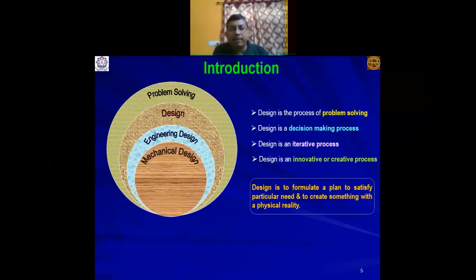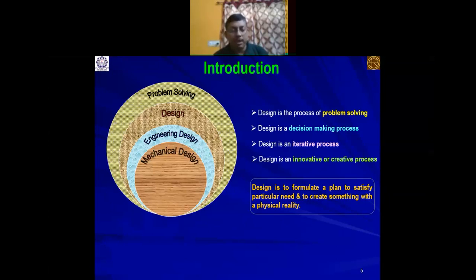And obviously design is a creative process. If you would like to decorate your room, or design your building, then you have to have creativity. Some innovation, some creativity is required. So design is an innovative and creative process. Now in layman's language, you can say design is to formulate a plan to satisfy a particular need, and to create something with a physical reality. So in a crude way, design is to follow a plan to satisfy a particular need and to create something with physical reality.